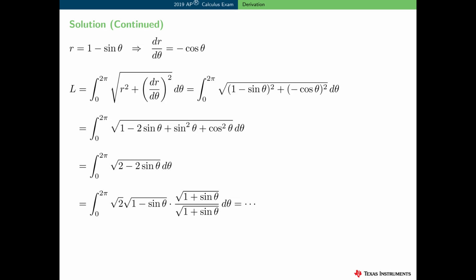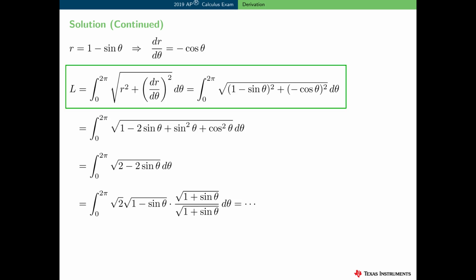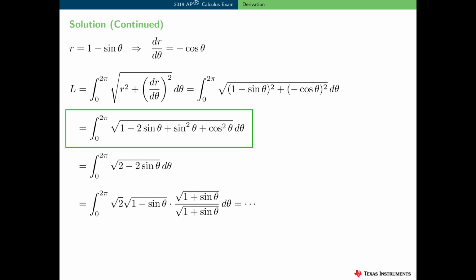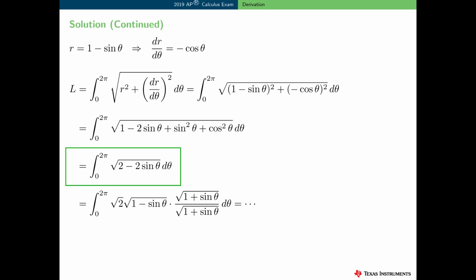I'll start by trying to solve this problem in a very straightforward manner. So here's r, and here's dr/d theta. I use these expressions in the formula for L. So the square root of r squared plus (dr/d theta) squared becomes this. I expanded the two squares in this step. And sine squared of theta plus cosine squared of theta is 1. And so the integral simplifies to this expression.